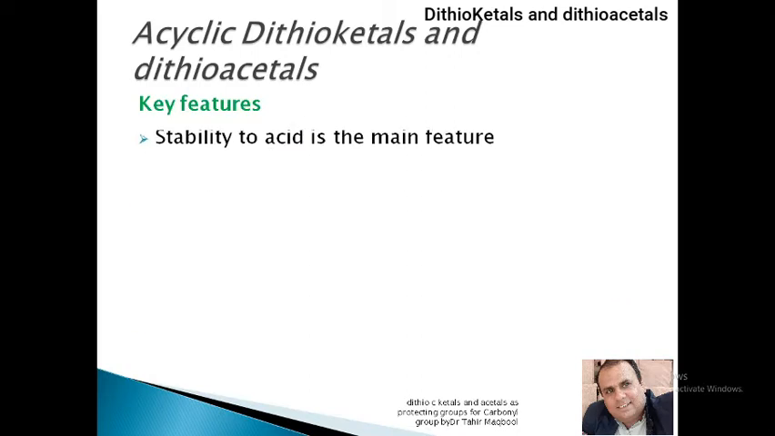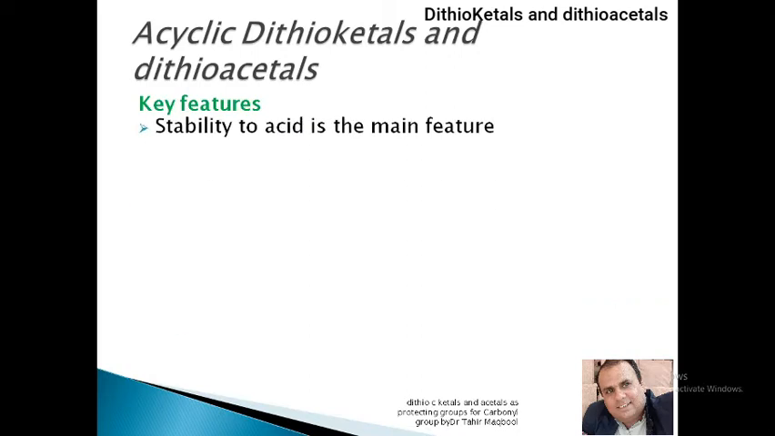Here let us look at their key features. First of all, their stability to acid is the main feature. If you compare with simple acetals or ketals, there we saw a pH range of 4 to 12 in most of the cases. So these are stable between pH 1 to 12. So their stability to acid is their main feature, or main flexibility, over simple ketals or acetals.